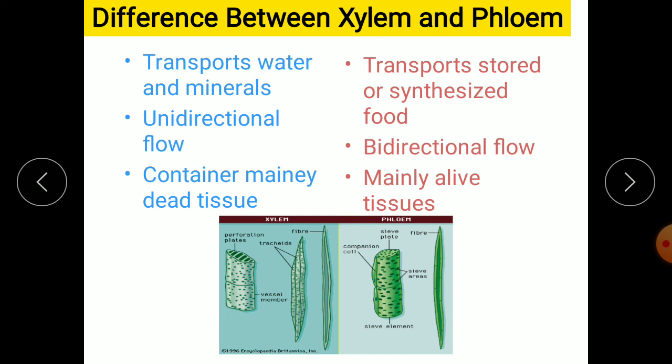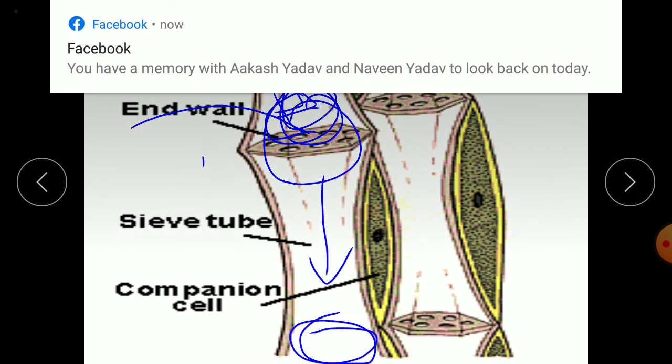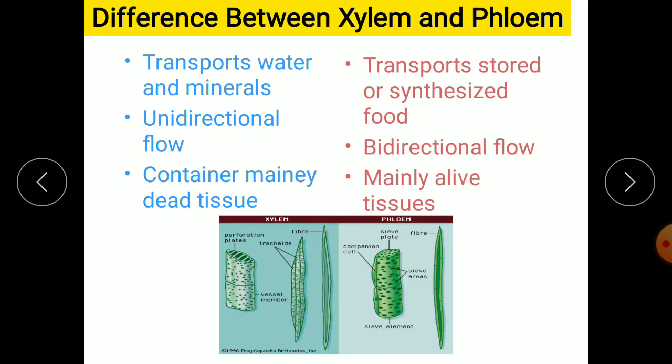Now the difference between xylem and phloem. One more thing I want to tell here: this transportation of material takes place from the leaves to the other parts, as well as from the parts where the food is stored to the sites where the food is needed. So in phloem, bidirectional flow is there.